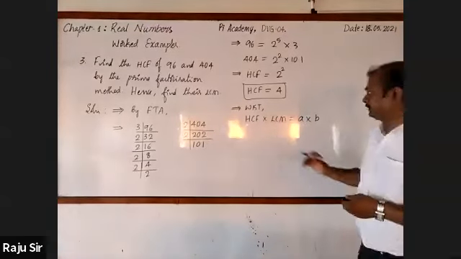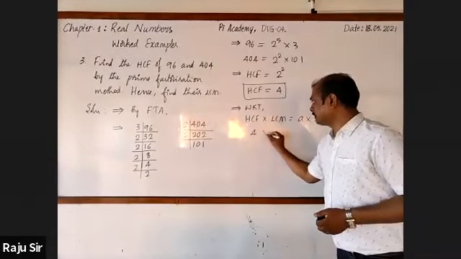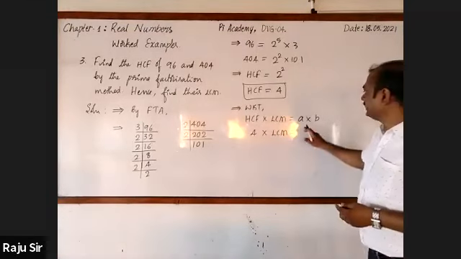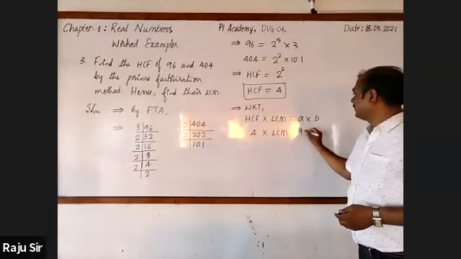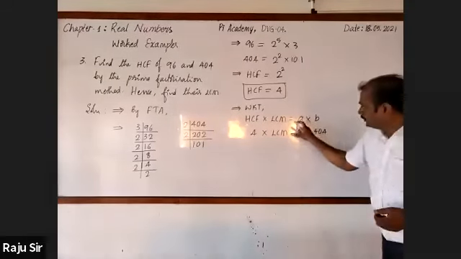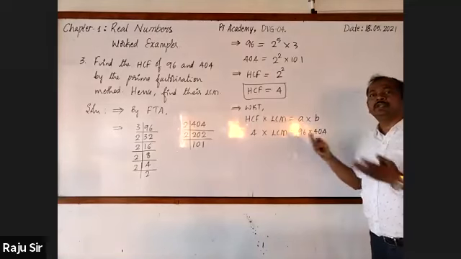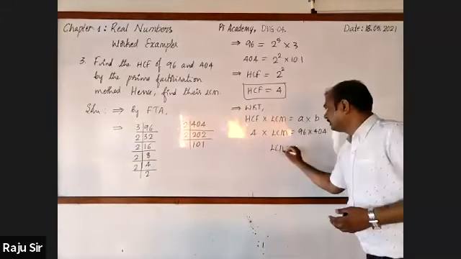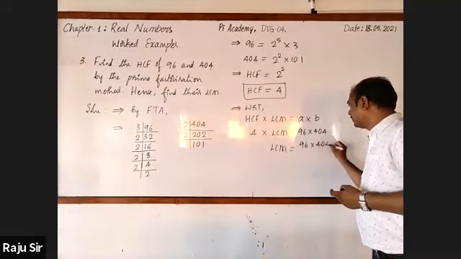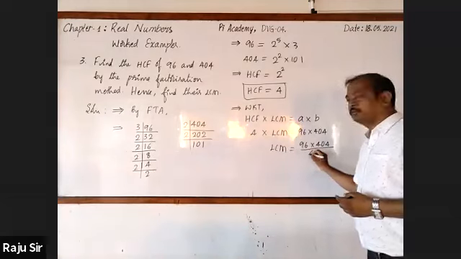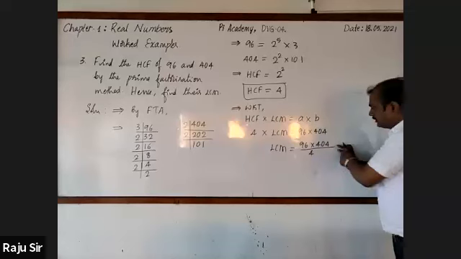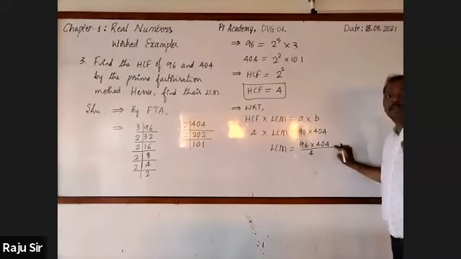HCF we have got as 4. HCF into LCM equals A into B. The numbers are 96 and 404. Without following these two steps, you may write it directly as LCM is equal to the product of the numbers 96 and 404 divided by 4. Even if you write it directly, this step's mark will be given.